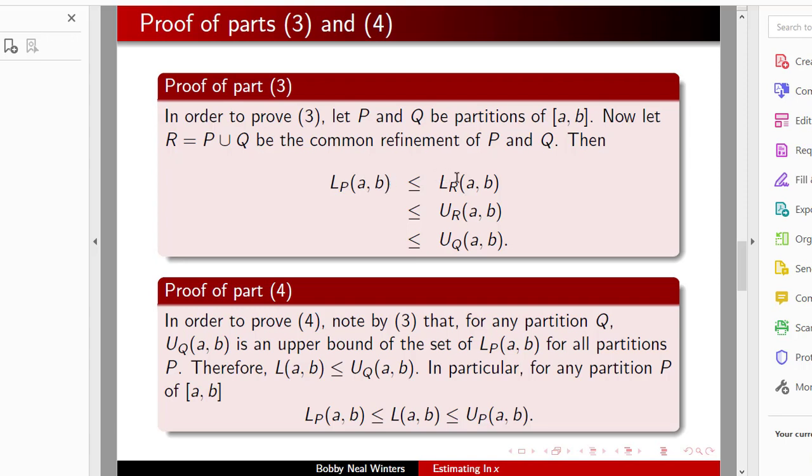L_P of [a,b] is made finer by L_R, so it's less than or equal to. All of my L's are less than or equal to L_R. L_R is going to be less than U_R, and then U_R, since R is a refinement of Q, will be less than U_Q. So bang, bang, bang. We've set up our dominoes right, and they all fall.